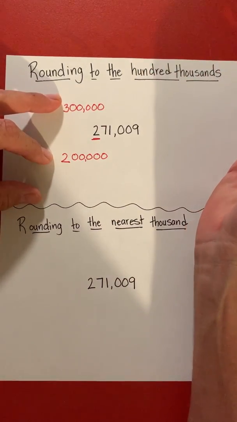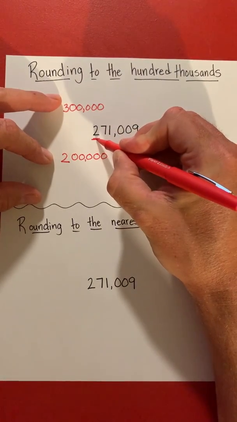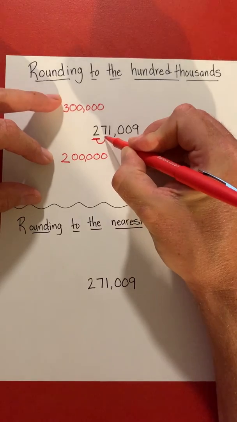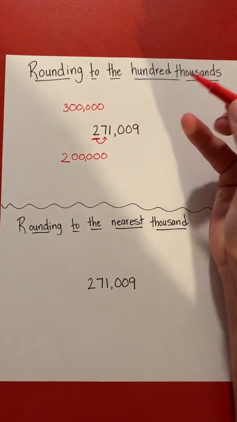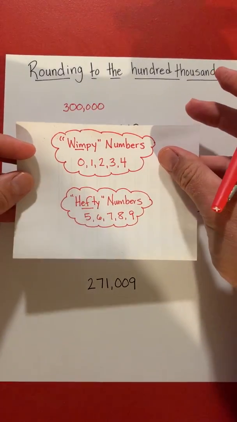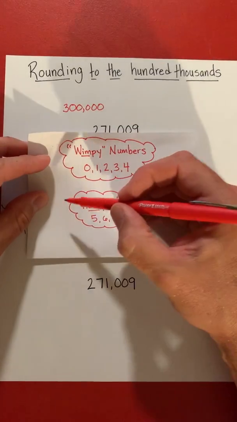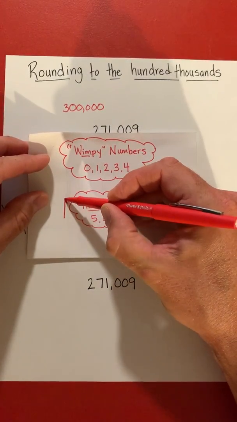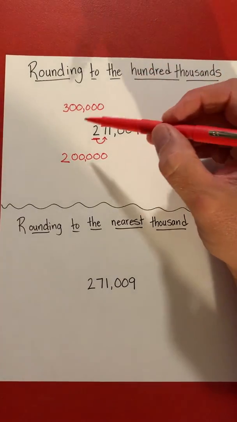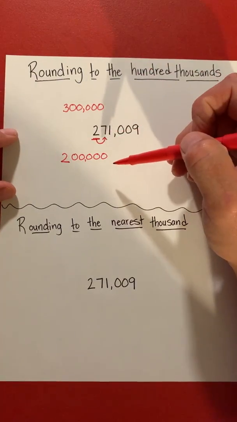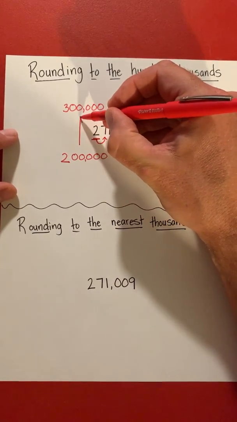The third step now is to look at the number that we want to round and look at the friend that's behind it. This happens to be a 7. 7, if we're looking back at our chart, is what we consider a hefty number. Hefty numbers lift things up because they are super strong. So in between our two benchmarks, we're going to draw our arrow to lift things up.